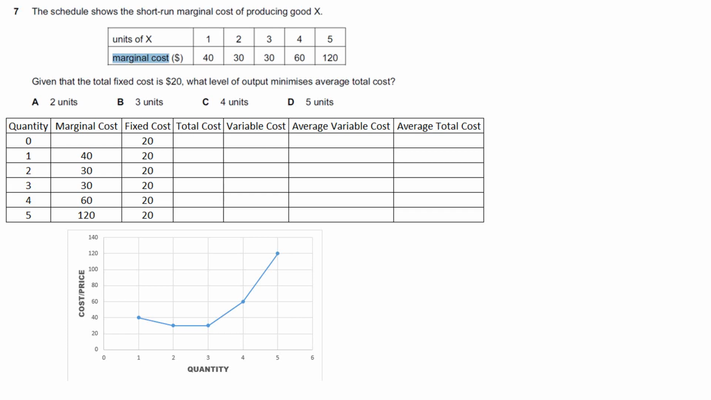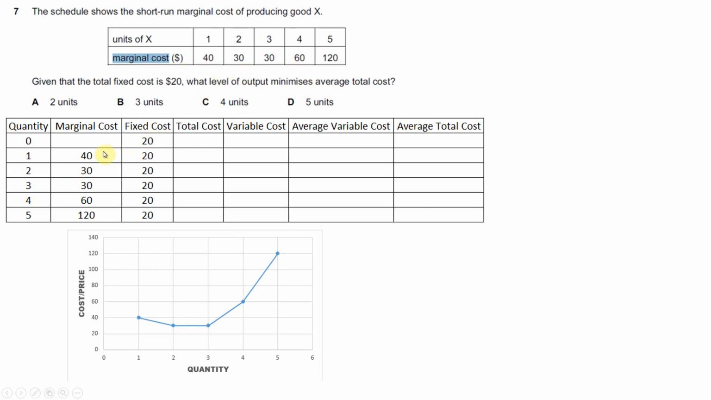Okay, so again, I took the units of X and I put them here. Quantity 1, the marginal cost is 40. I put this quantity equal to 0 because I want to say the fixed cost is equal to 20 when we didn't produce anything yet. Fixed cost is 20 no matter what quantity we produce, and we need that to get the total cost. So given the total fixed cost is $20 here, what is the level of output that minimizes average total cost?